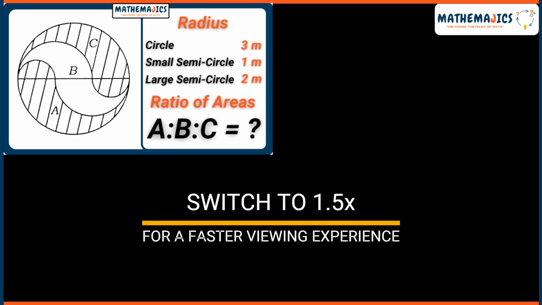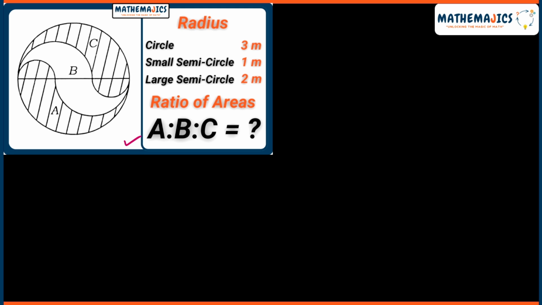Hello everyone. So we have this very interesting question from geometry today, and what we need to do here is find the ratio of three areas A, B and C. The ratio of areas of A, B and C. Okay. And what do we have in this figure?